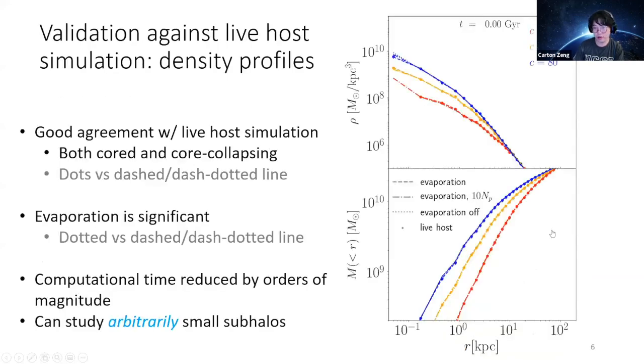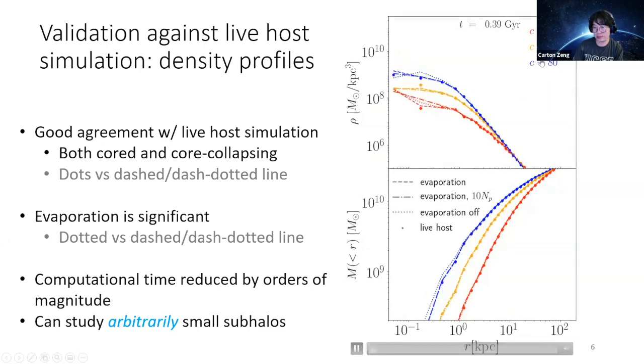We validate our method using this result from the literature, the upper panel being the density profile of the subhalo, and the lower panel being the integral version of that, so it's an enclosed mass profile. There are three halos here with different initial concentrations. We'll be focusing on the scatter dots versus the dashed or dash-dotted line, which is the validation of our method. I'd also like to highlight the difference of including the evaporation effect or not in the dotted versus dashed line. Okay, so here we go.